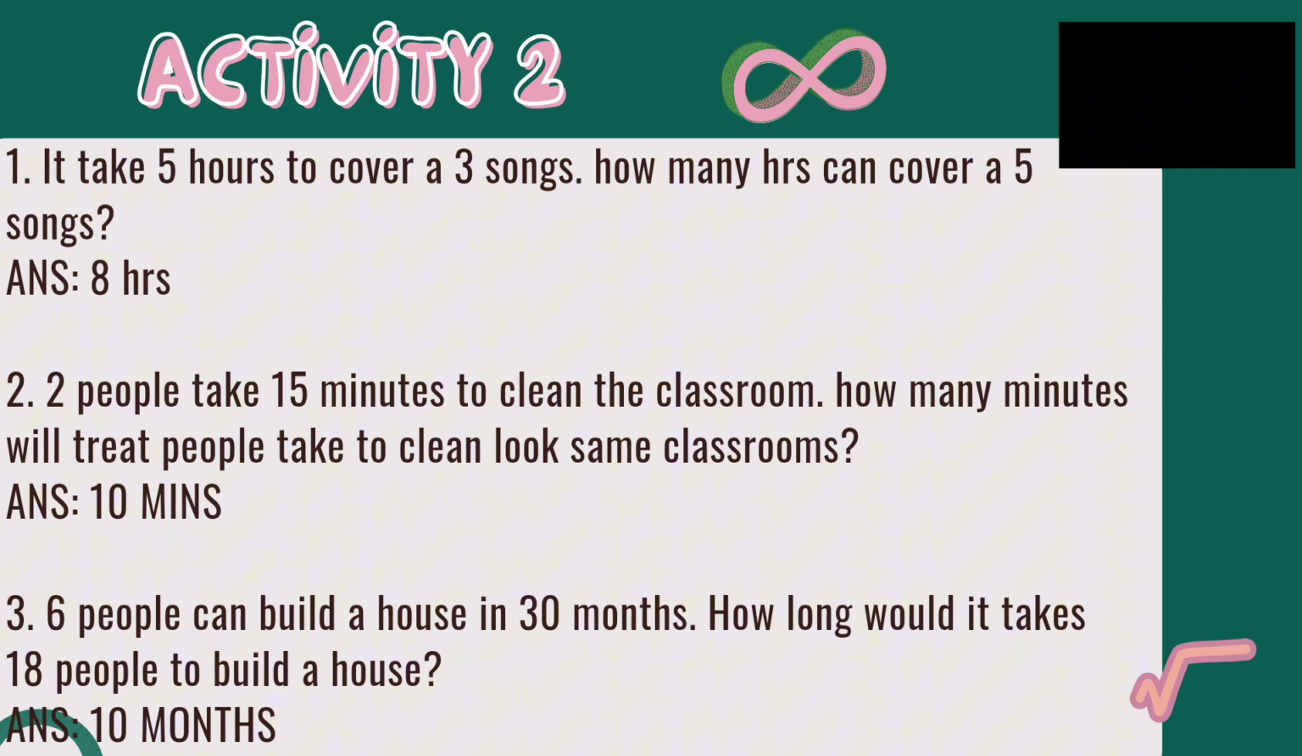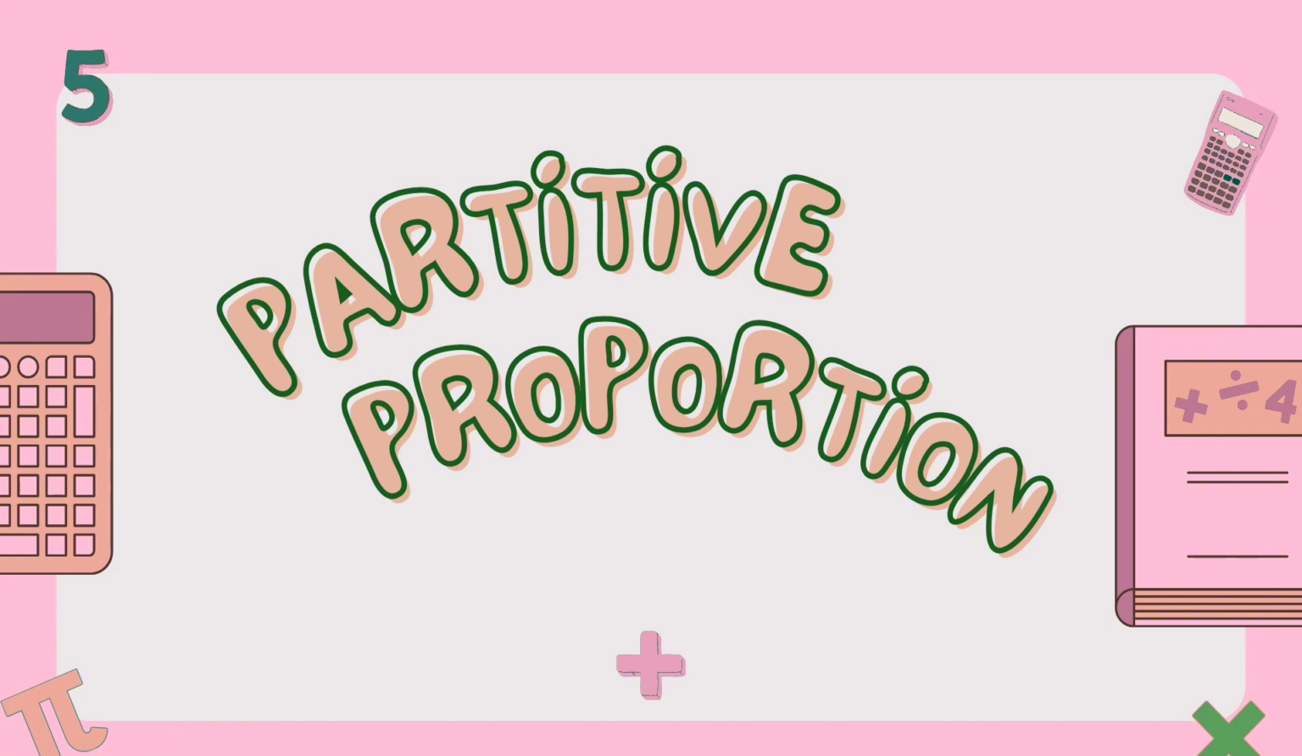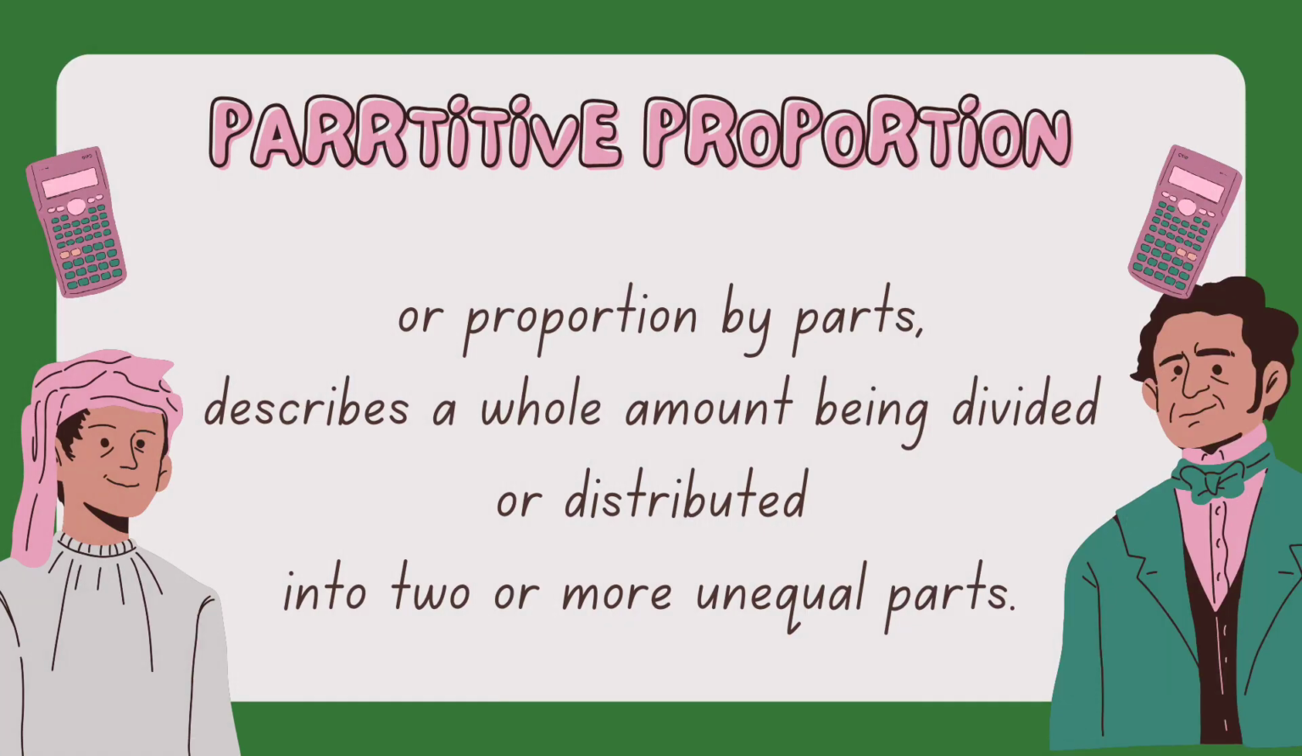Now, we reach the last type of proportions, which is partitive proportions. So what is partitive proportion? Partitive proportion or proportion by parts describe a whole amount being divided or distributed into 2 or more unequal parts. So dito sa partitive, tinitignan yung increase and decrease. Nakafocus lang siya sa paghahati or pag-divide ng parts. Pero depende sa hinahanap yon.